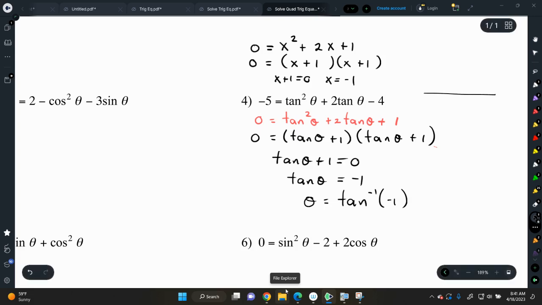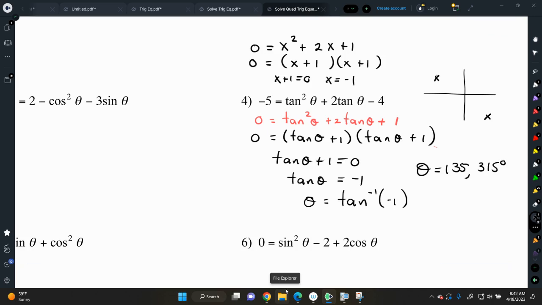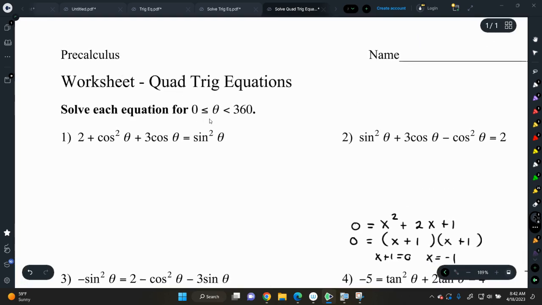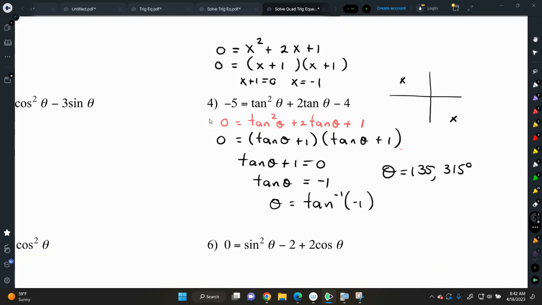Okay, checking our unit circle. If tangent is negative 1, that's going to be here and here. So let's see, that's going to be 135 degrees or 315 degrees. Just double check my domain that I'm working with. Yeah, 0 to 360.